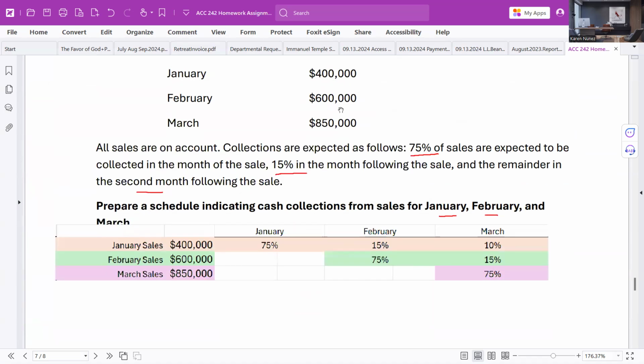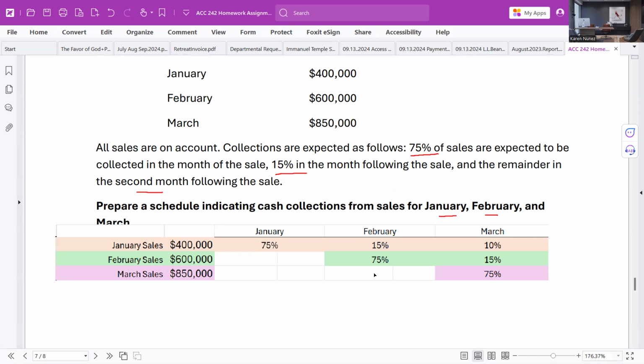In this case, here's what the collection pattern looks like. We've got sales for 3 months. Those are given. January, February, March sales. And the collections happen 75% in the month of sale, 15% in the month following sale. So make a sale in January, $400,000 worth of sales in January, you collect 75% in January. And then you collect another 15% of that 400,000 in February. And then you collect the last 10% of that 400,000 in March.